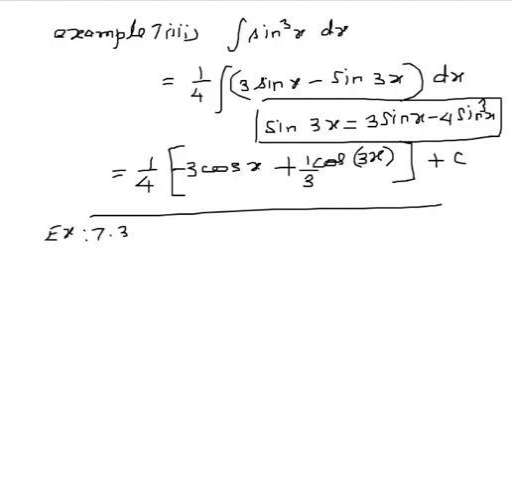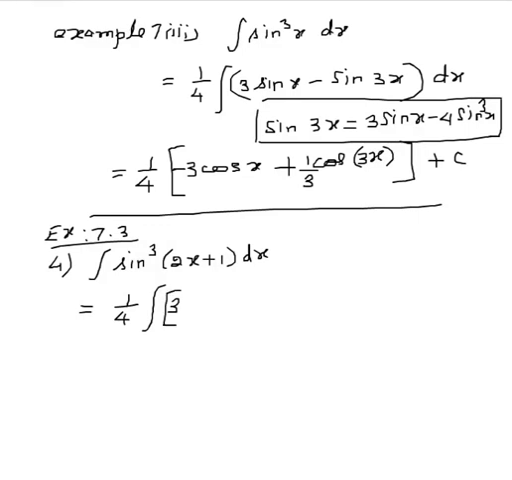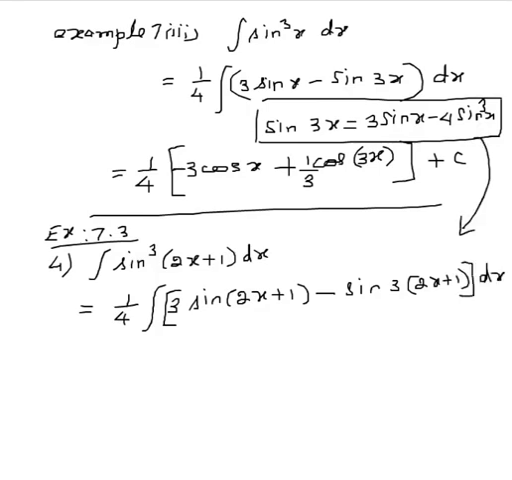Exercise 7.3, question number 4. Here also we have an odd power. The odd power is 3, so we will use the identity method. Sine cube formula is 1 by 4 times 3 into sine of 2x plus 1 minus sine of 3 times 2x plus 1, dx. Using this formula, we can find sine cube from this. See, now we don't have powers for the sine function.